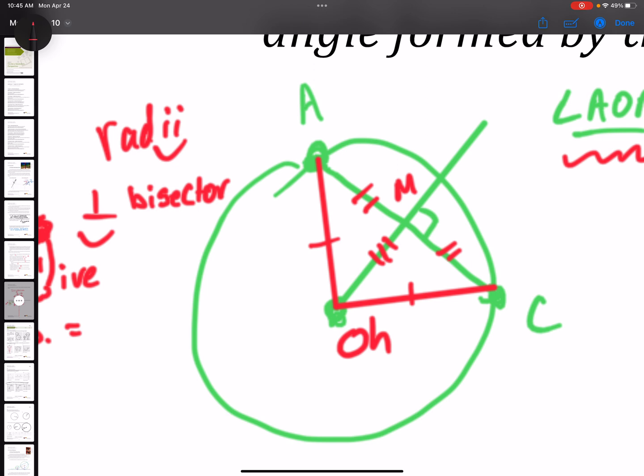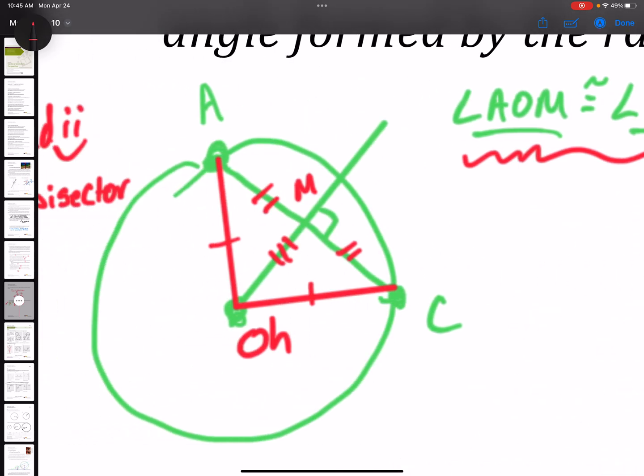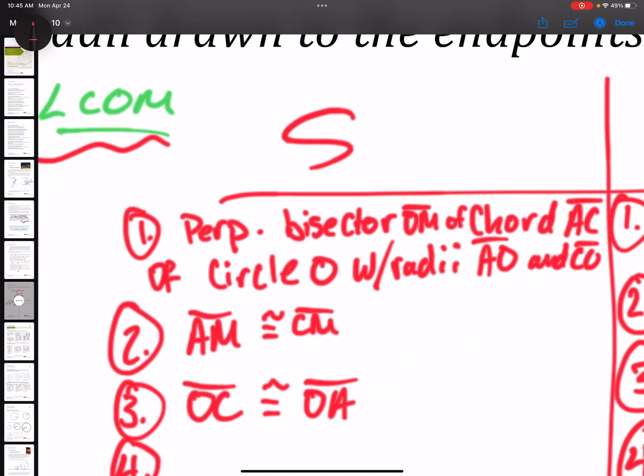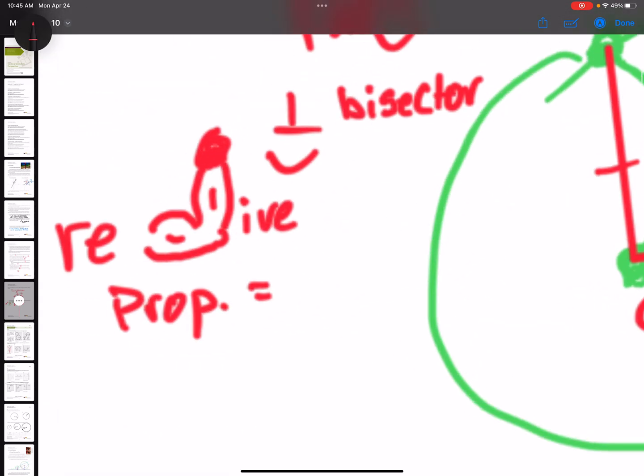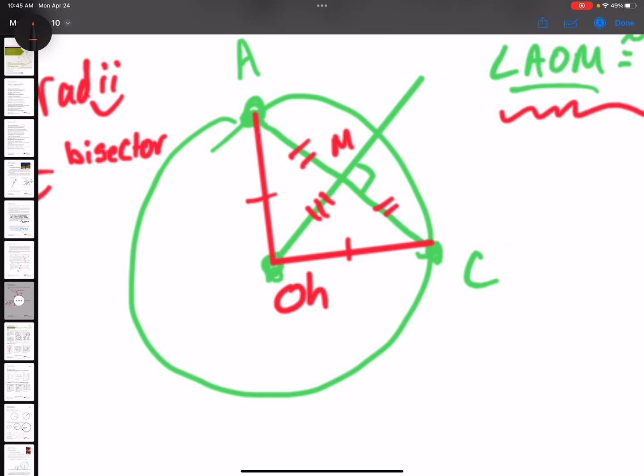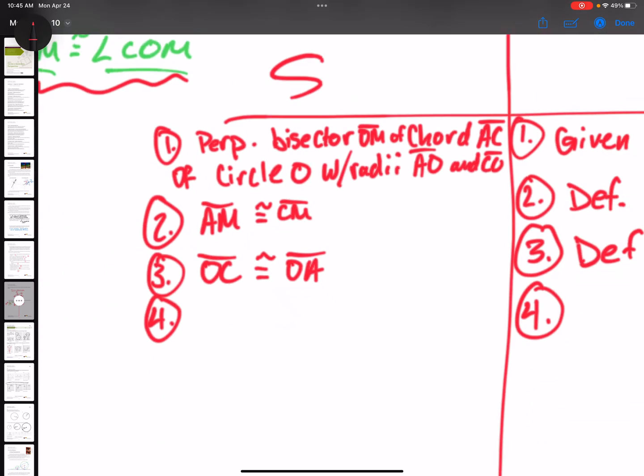What do those 3 dashes mean for OM? Those 3 dashes are like a congruency statement to the other side. It's a congruent statement just to itself. OM and OM. That's why this is the reflexive property, right? It means it's congruent to itself. So segment OM is congruent to segment OM.